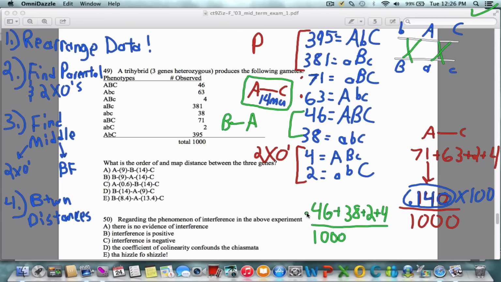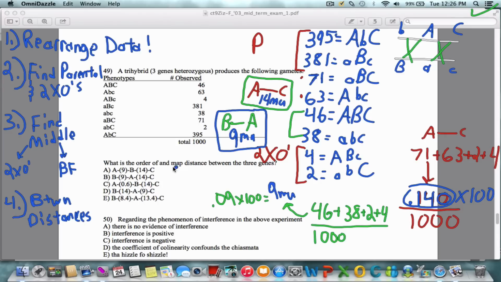I'm just going to put this over here. I get 0.09, and I'm going to times that by 100, and that gives me, in a different color, 9 map units over there. So I have now successfully mapped out my chromosome.